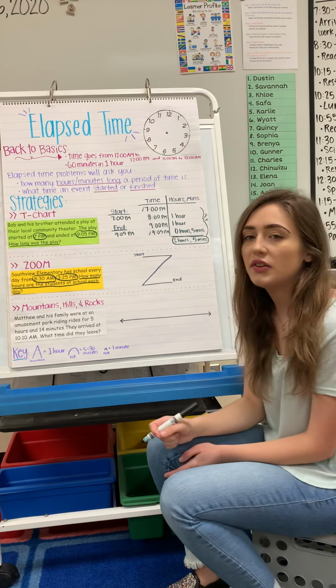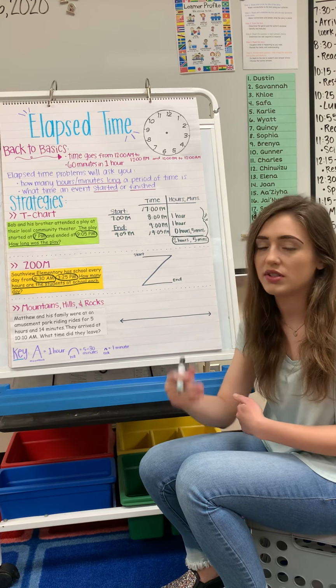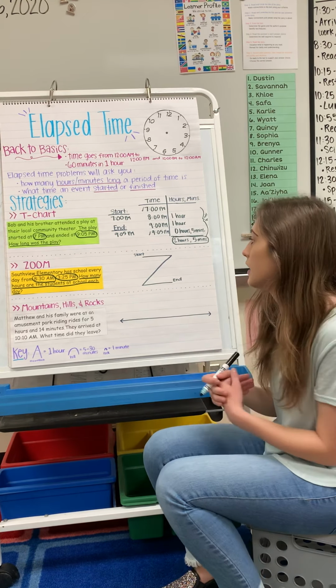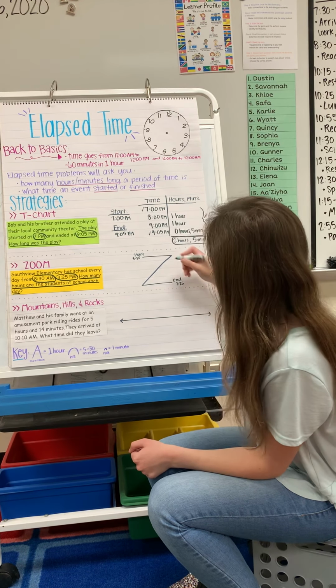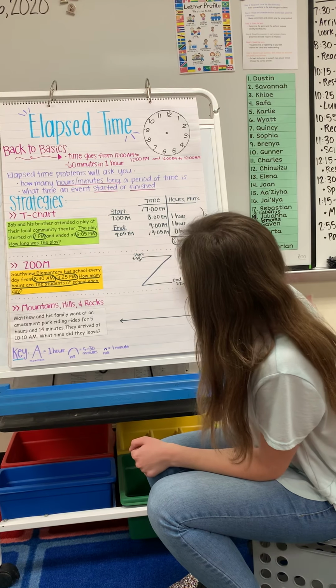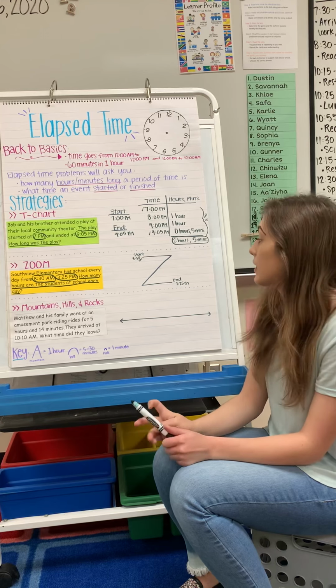So once again, we're trying to figure out how much time happened between those 2 intervals, the start and the end. So on a Z, on the Zoom, when you make your Z, you're going to put your start at the top, at the beginning of the Z, and you're going to put your end at the very bottom. So our start time was 8:30, and our end time was 3:25. And I'm just going to put AM and PM. So we have our start, which is 8:30 a.m.